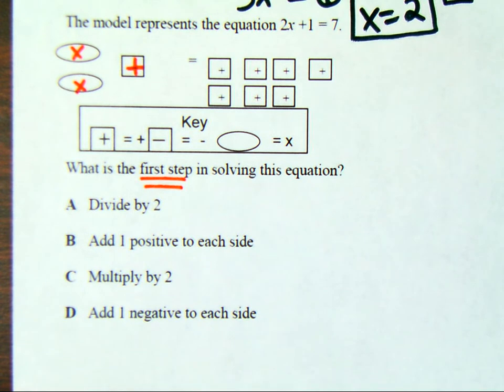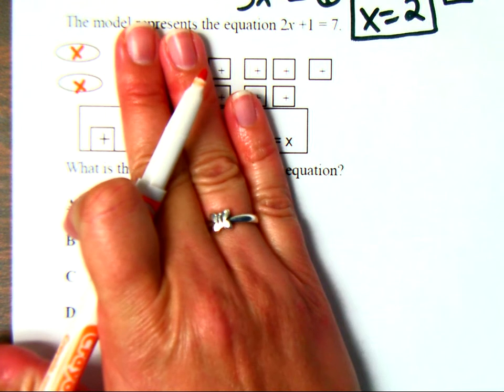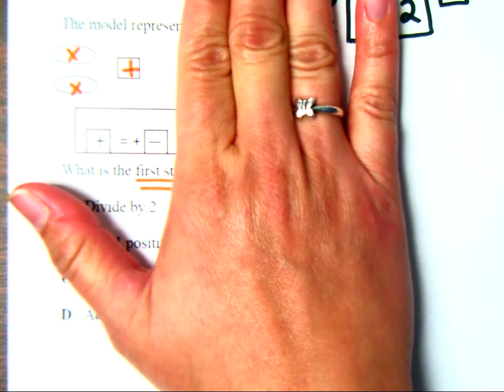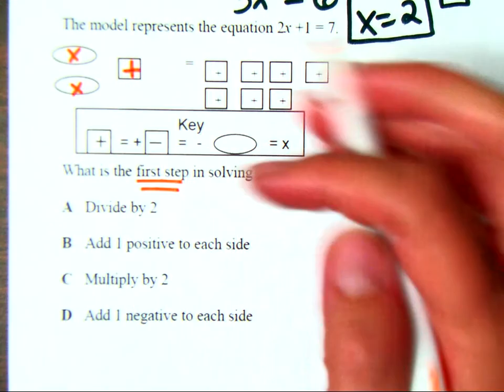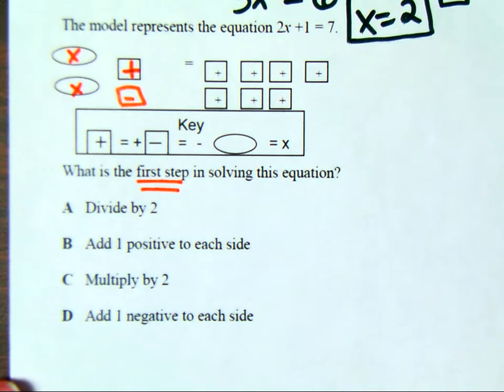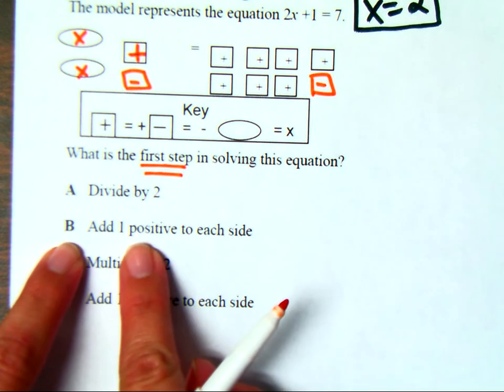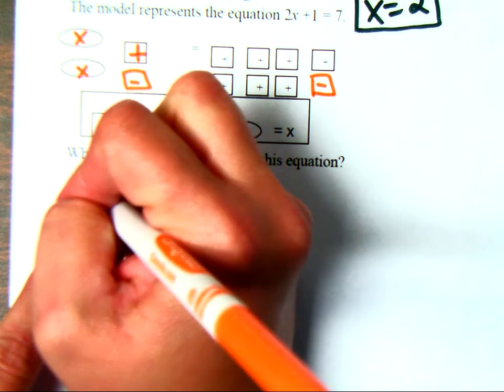What would you do? Again, you have to think about, ultimately, you want these x's by themselves, and actually just 1x to see what it's worth. So what is over here on the side with the x's that we want to get rid of? We want to get rid of that positive. So how do you get rid of 1 positive? You would draw 1 negative. So did I divide by 2 yet? No. Did I add a positive? No, because a positive wouldn't cancel out. So it's not these two.